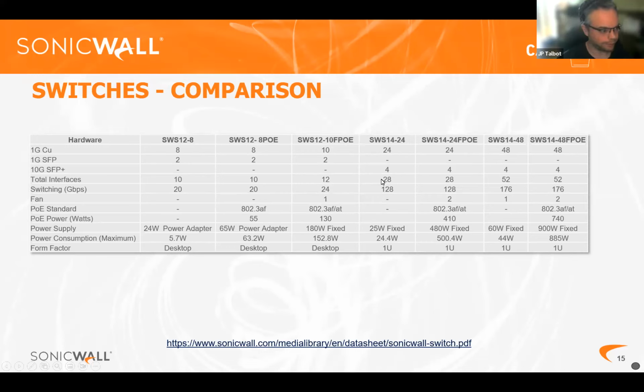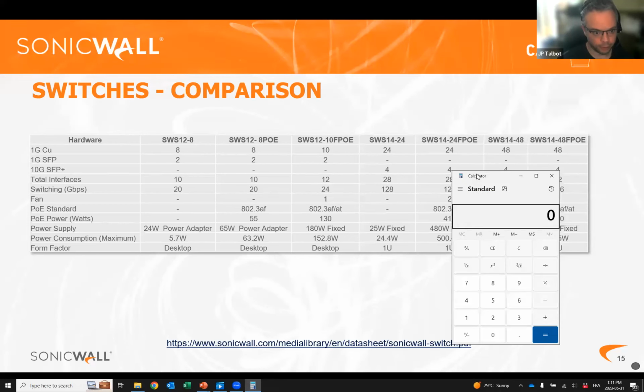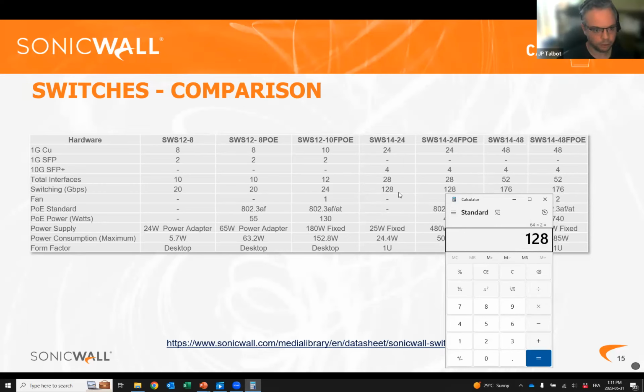See here, we got 24 ports, so that's 40. Let's do the math quick here. Of course, the calculator doesn't show the right place. So 40 for 4 ports at 10 gig plus 24. That's 64 times 2, so 128. That one is spot on. And 128, so we're good.